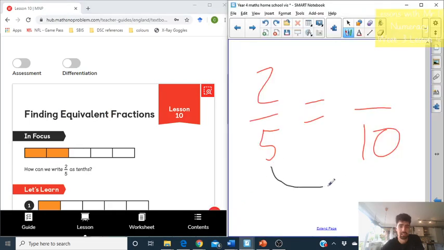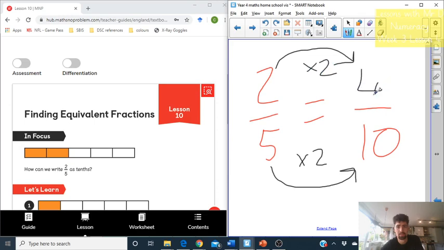Well, is there a number I can times to get from 5 to 10? Yes, there is. 2 lots of 5 make 10. So I now know that whatever I do to the bottom, I've got to do the same thing to the top. So here I've times the denominator by 2, so I've got to times the numerator by 2 as well. 2 times 2 equals 4. And there you have your answer. Tick, tick, tick.